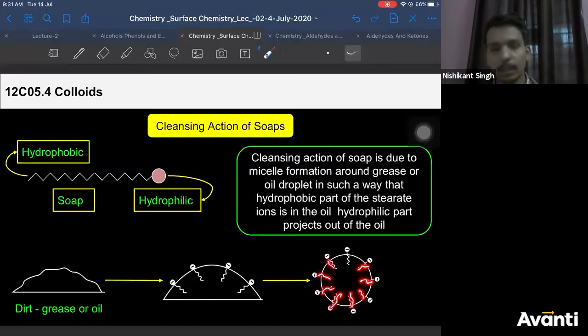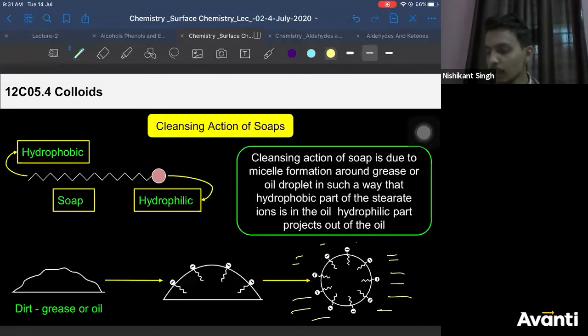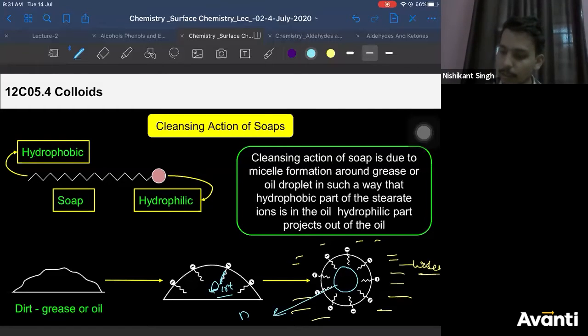You got a micelle. So here you have water all around. And what is present in the middle now? Your dirt or grease. The hydrophobic part is towards your dirt. So your dirt is enclosed by the micelle, right? So it's fine that the dirt has been entrapped in the micelle.